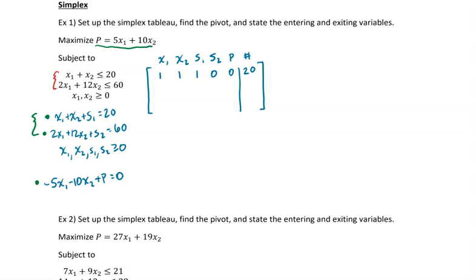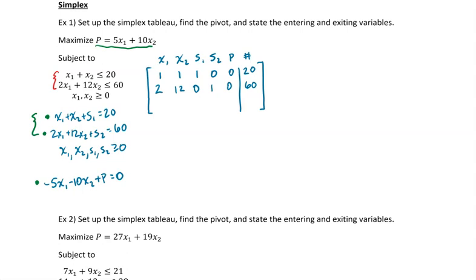Same thing for the other constraint. So for this one we have 2x1s, 12x2s, 0s1s, 1s2, 0p's, and a 60 on the other side.